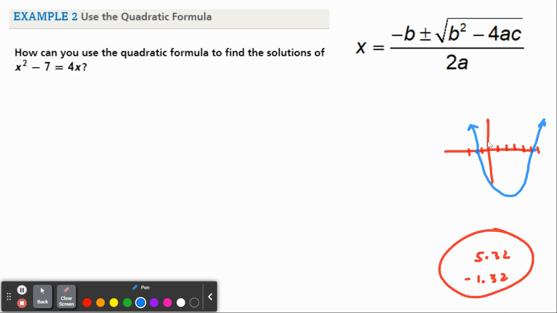All right, great. So it looks like we have a word problem coming up, and then we have more talk of the discriminant. All right, so stay tuned for video number 2.